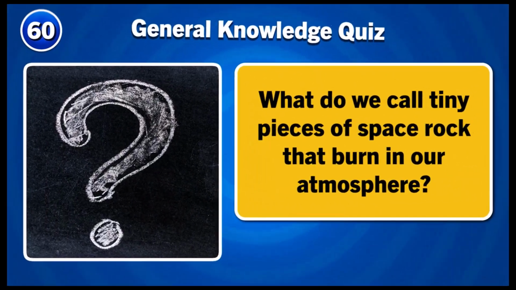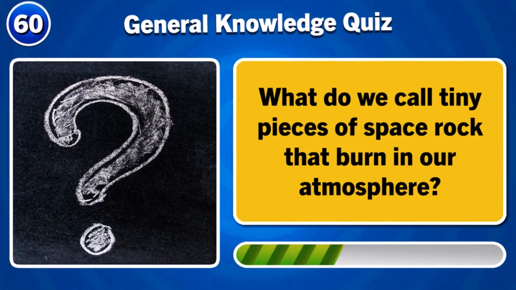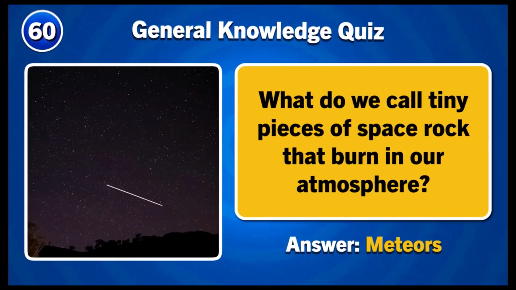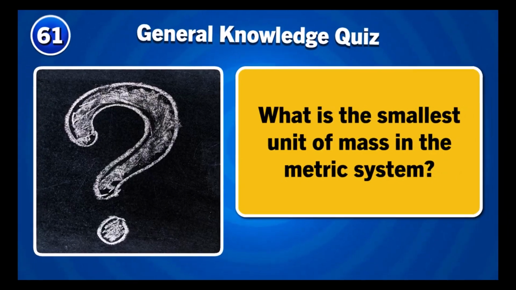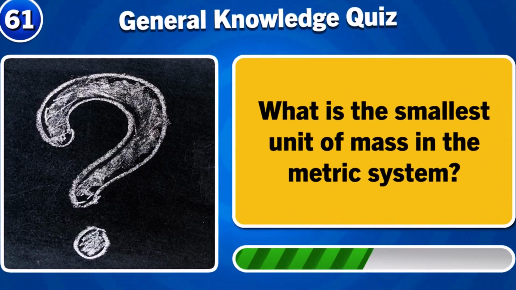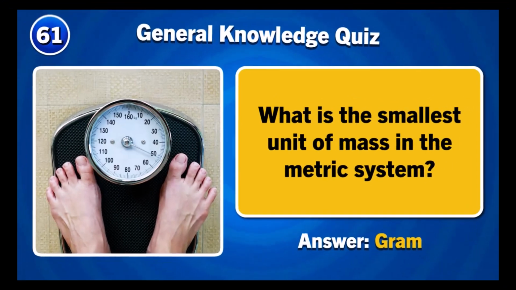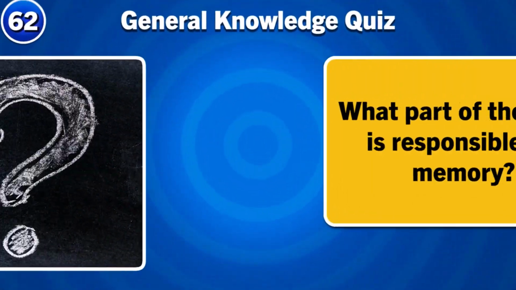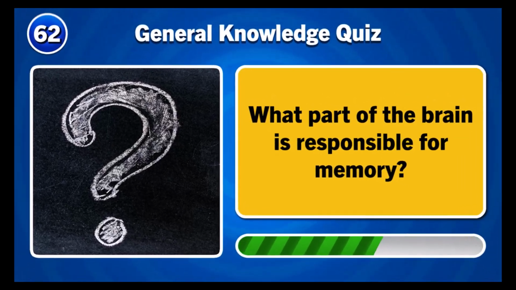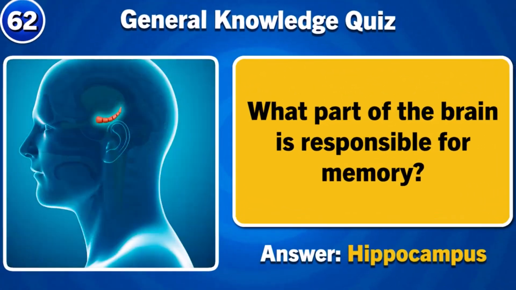What do we call tiny pieces of space rock that burn in our atmosphere? Meteors. What is the smallest unit of mass in the metric system? Gram. What part of the brain is responsible for memory? Hippocampus.